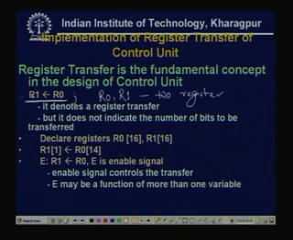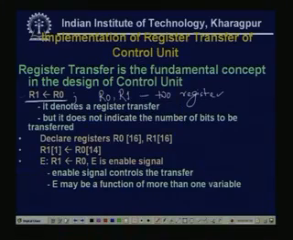So, for these purposes we have to declare the two registers in advance, that is, what is the construction of those registers and how many bits are involved. For that we use declare registers. See here, declare registers R0(16), R1(16). This means R0, R1 are 16-bit registers.